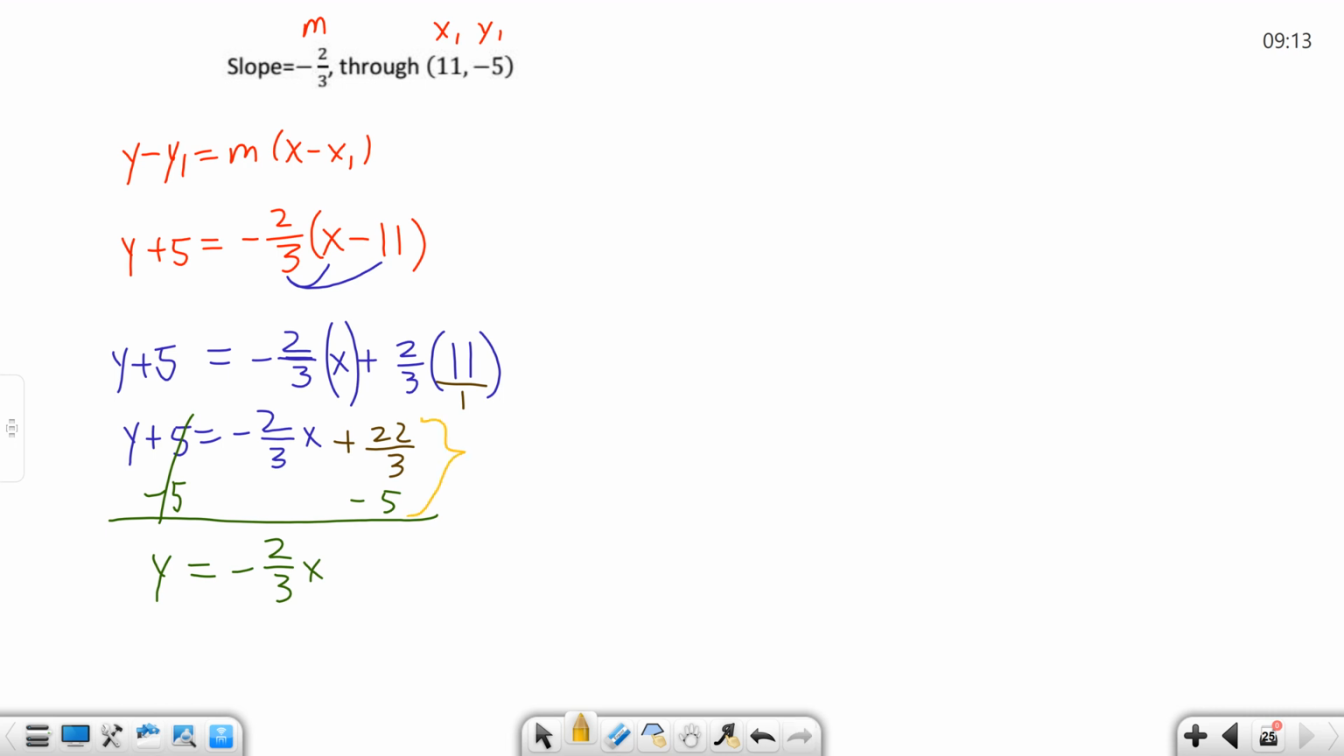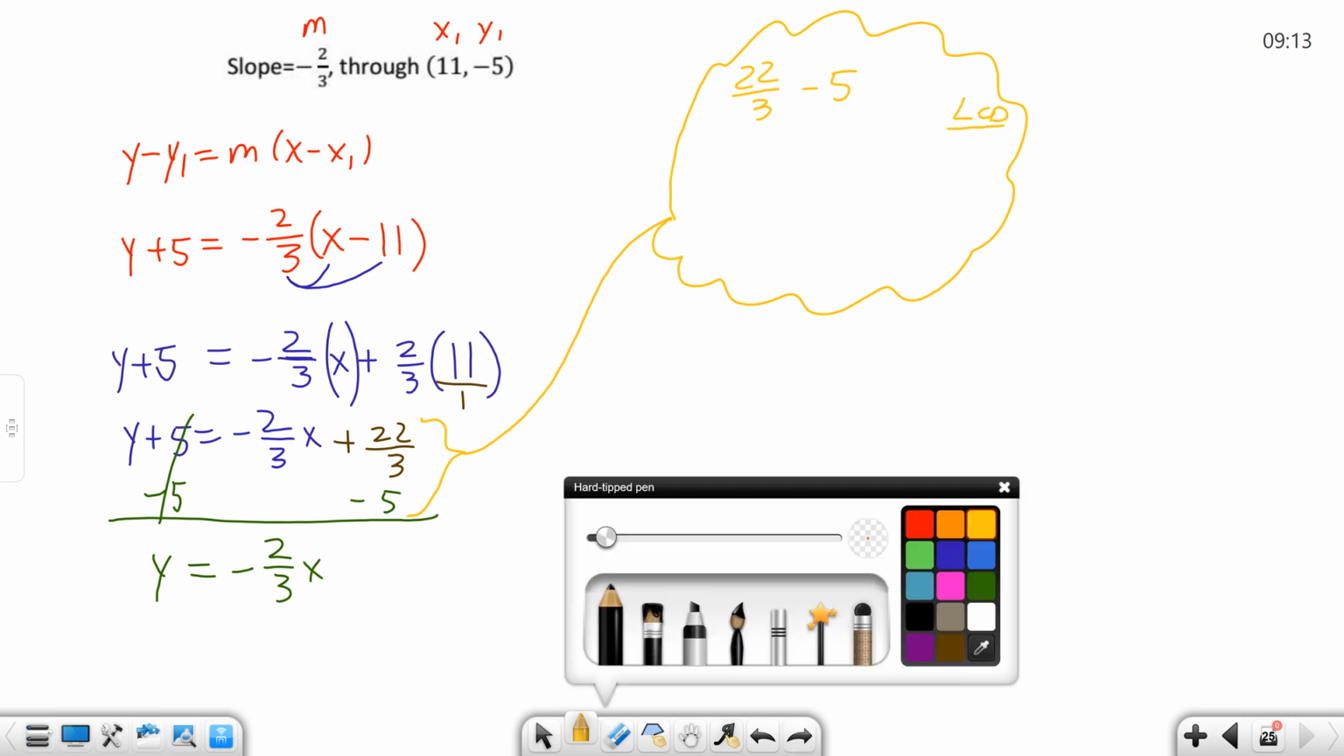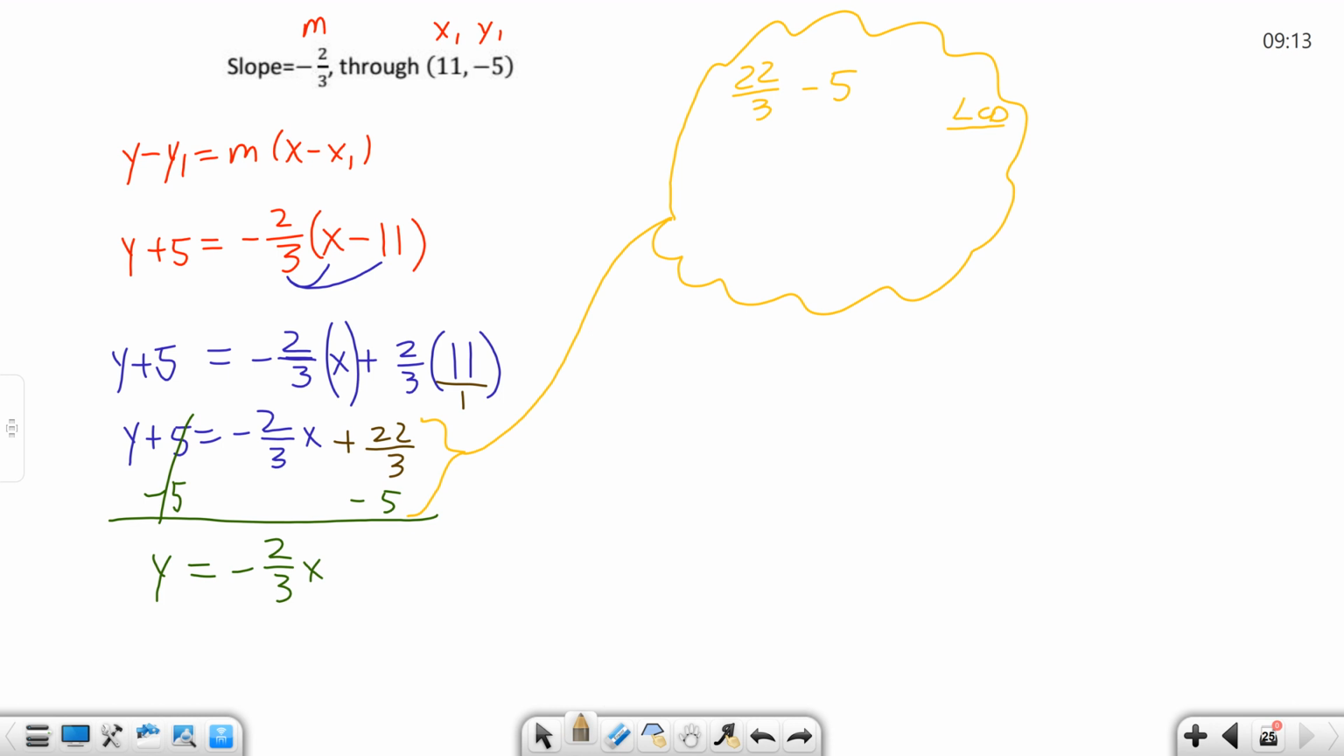So we're going to take this, and I'm going to come over here in a thought cloud, in the yellow thought cloud, and I'm going to figure out what that is. Okay? And bring it back. So I'm going to have 22/3 minus 5. What is my LCD? The only denominator I have is 3. This other one's over 1, right? So what do I need to multiply by 3 to get 3? Nothing. I already have it.